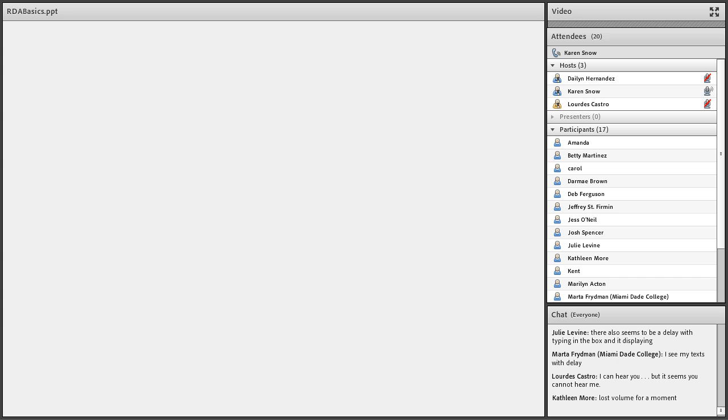Like in AACR2, it says if there are multiple places of publication and the first one is not in the country of the cataloging agency, then you need to put the first one and then the place where you are. There's no such rule in RDA. It's either just record the first one or record all of them.